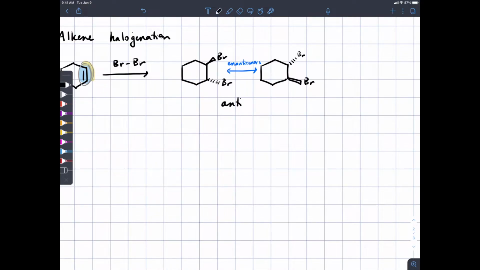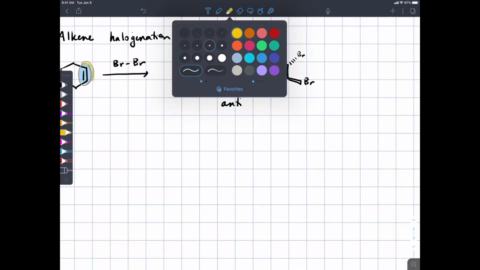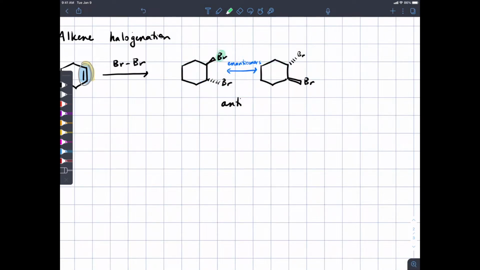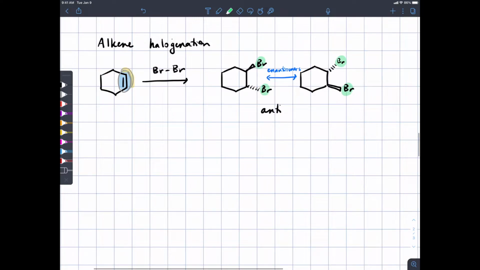Because the bromines that we added are opposite each other relative to the original alkene. We don't get any where the Brs are on the same side. And the question is, why do we just get anti? And the answer is, there is no carbocationic intermediate.